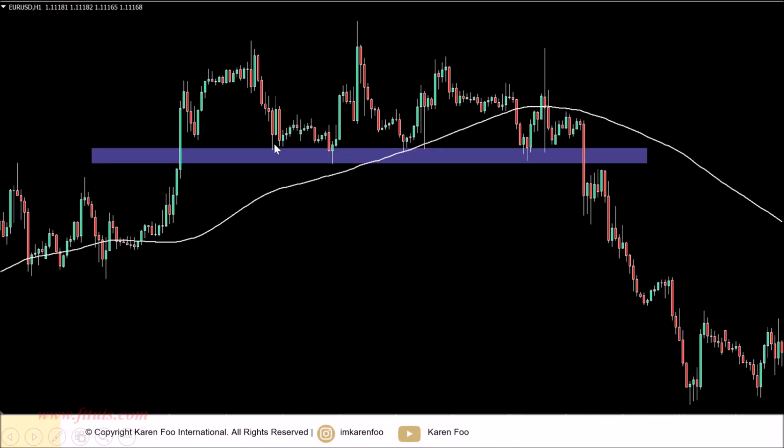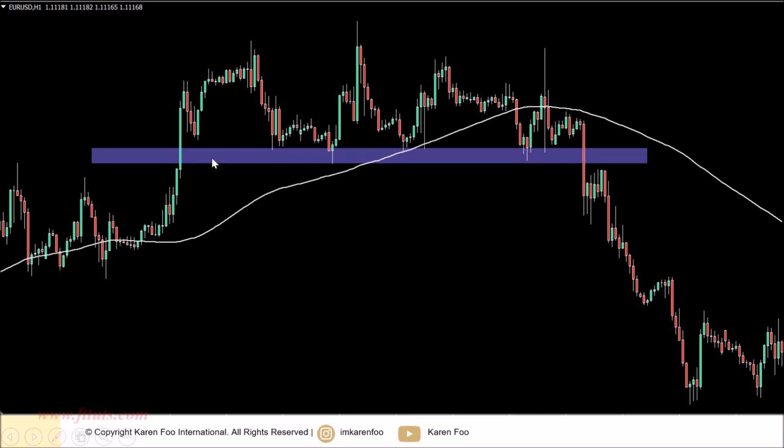Now this is a support zone over here where I drew at the bottom of the price points, and a support zone is basically a point where the demand would increase. When sellers push the price down, the demand will start to increase over here, and then the price will go up, and so on and so forth.